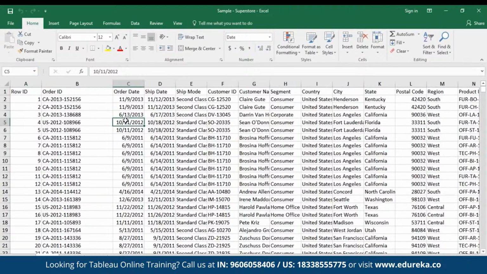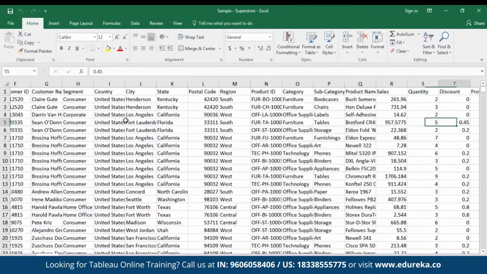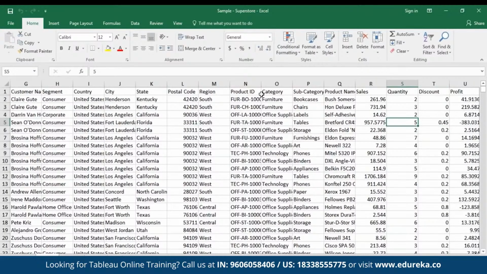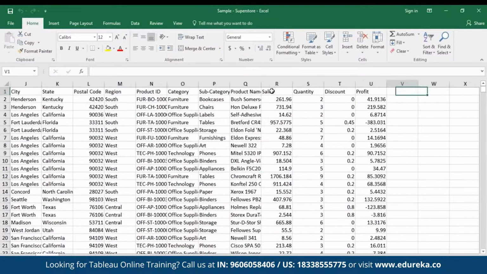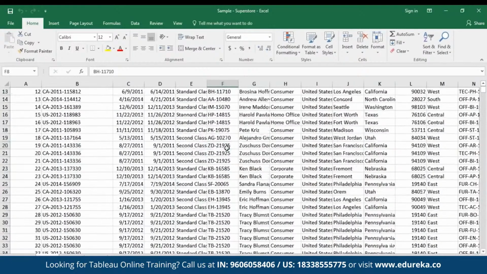You have all the order, ship date, ship mode, customer ID, what was the name of the customer, country, city, state, region, product ID. We have different categories of products over here, their subcategories, product names, number of sales, quantity, discount, profit. So we have a very good data set here guys for this session.